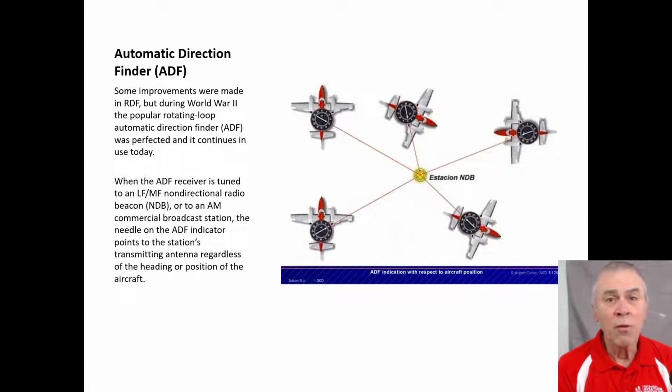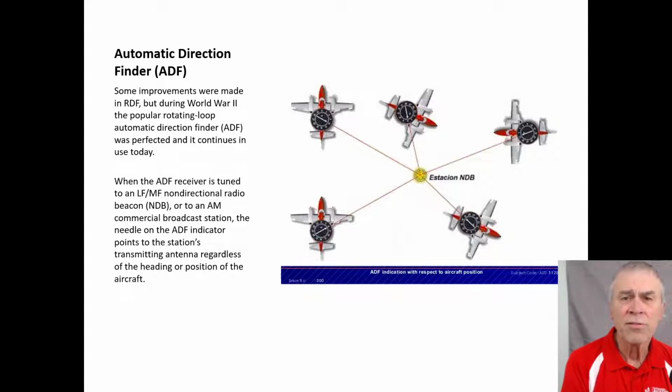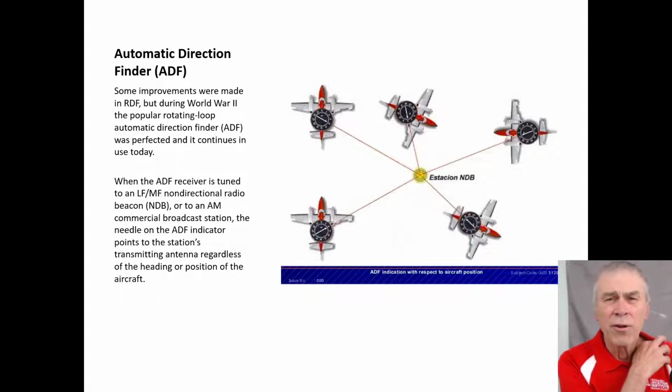So instead of radio direction finder, we move into an automatic direction finder. Also very similar. Instead of a broadcast radio station or a radio signal, you can see in the middle there's a beacon, a non-directional beacon, a beacon that sends a signal out in all directions. You can basically see the instrument continues to point towards the station, no matter where the aircraft is.